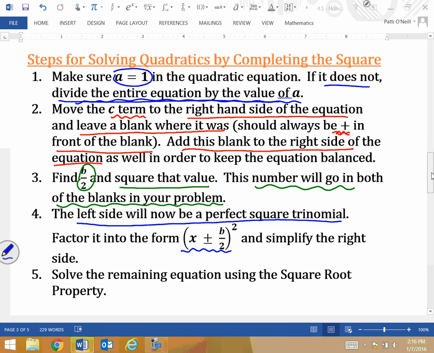So it's going to get it in that factored form that we had in the first two problems when we just used the square root property. We also want to simplify anything that we can simplify on the right-hand side. In the end, once that's done, we're going to solve the remaining equation by using the square root property like we did in the first two problems.